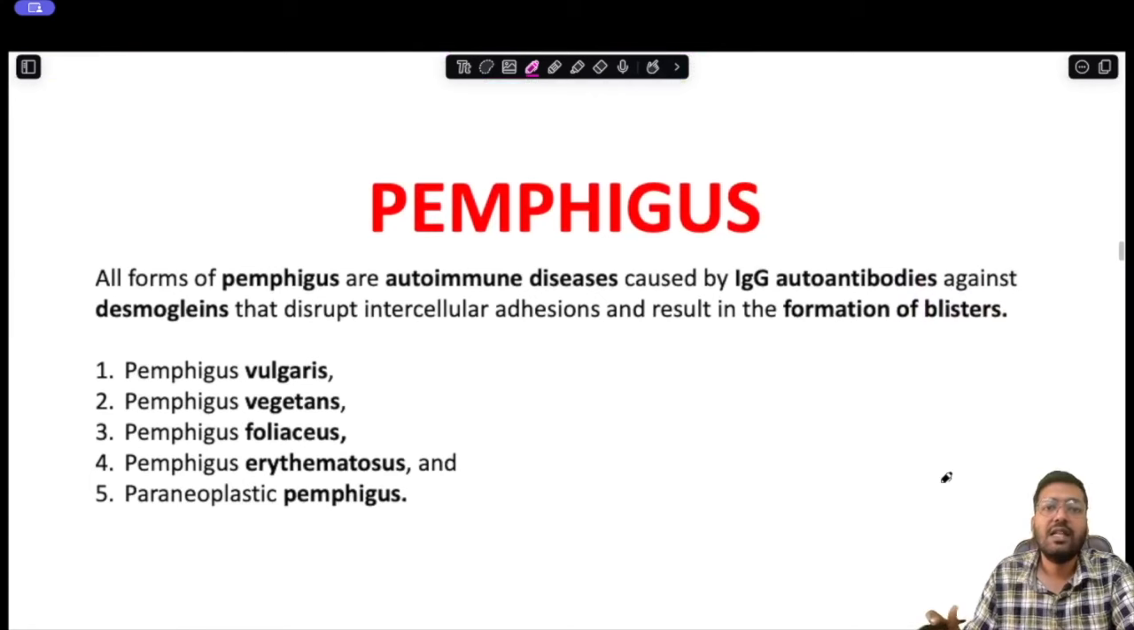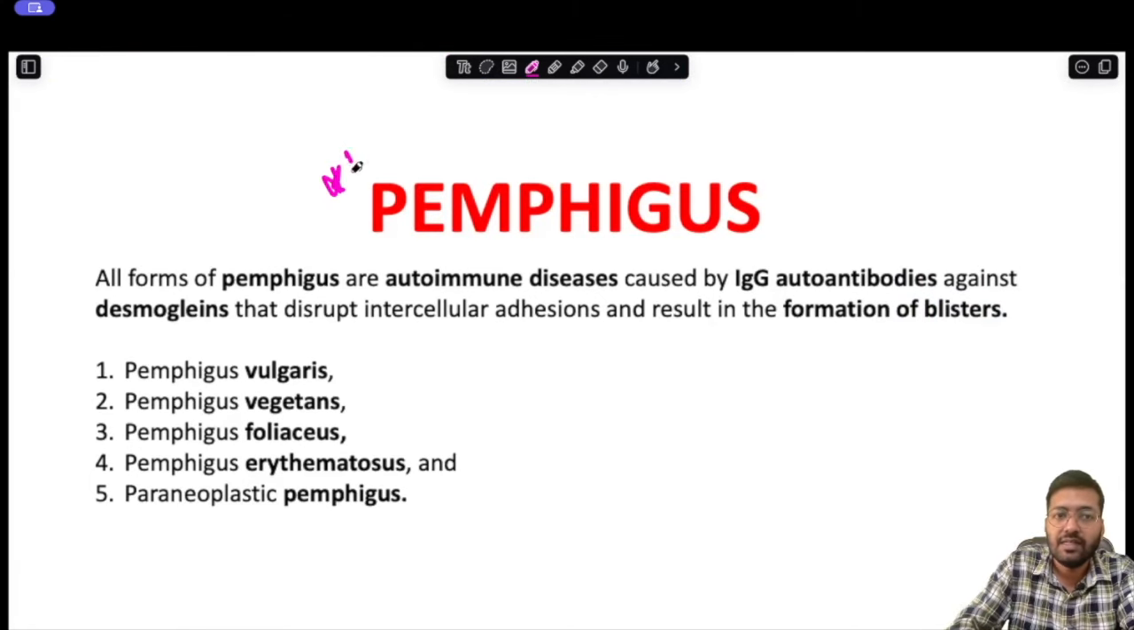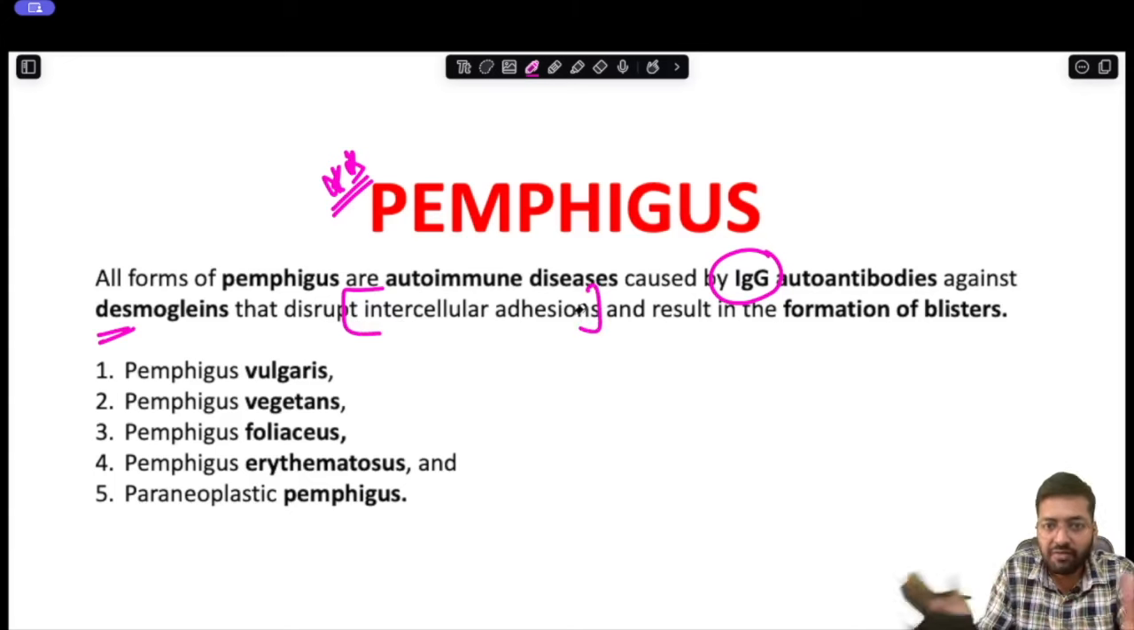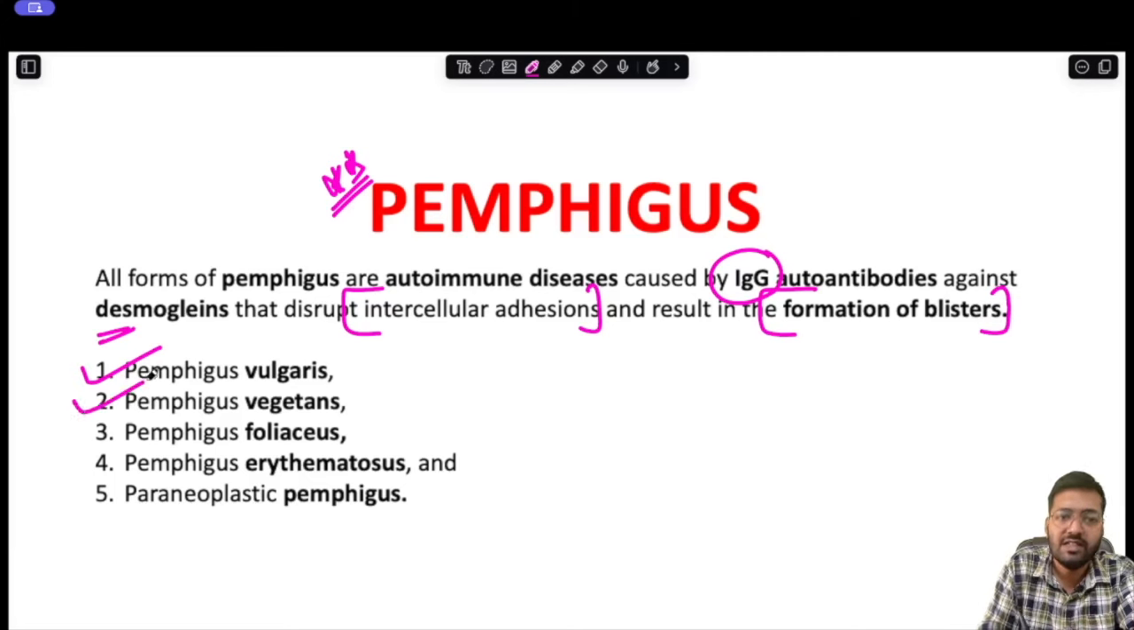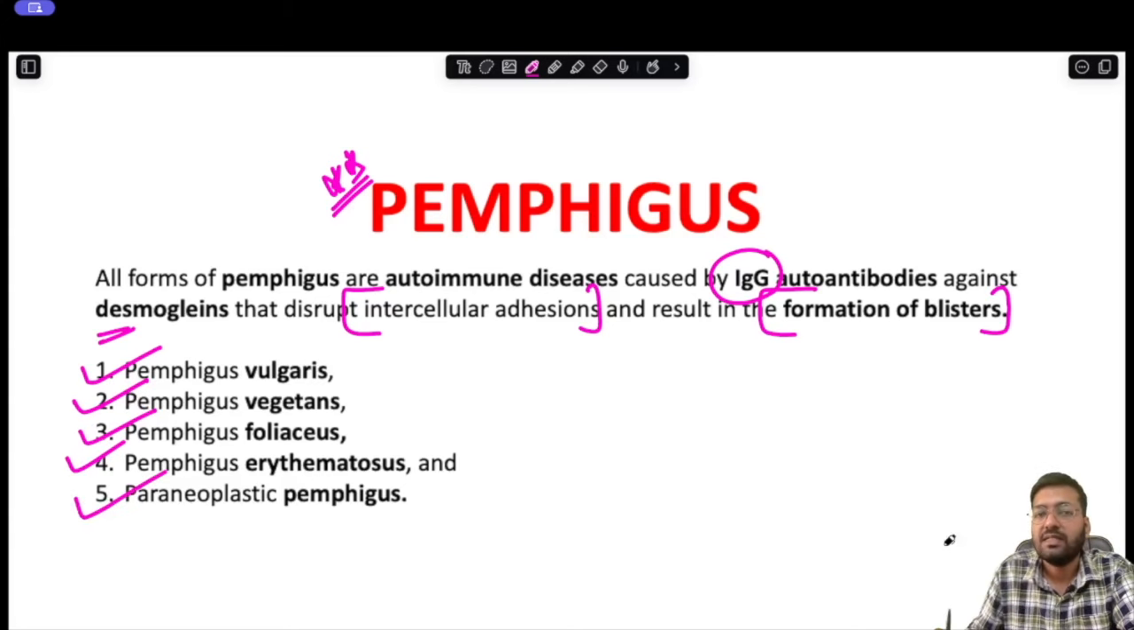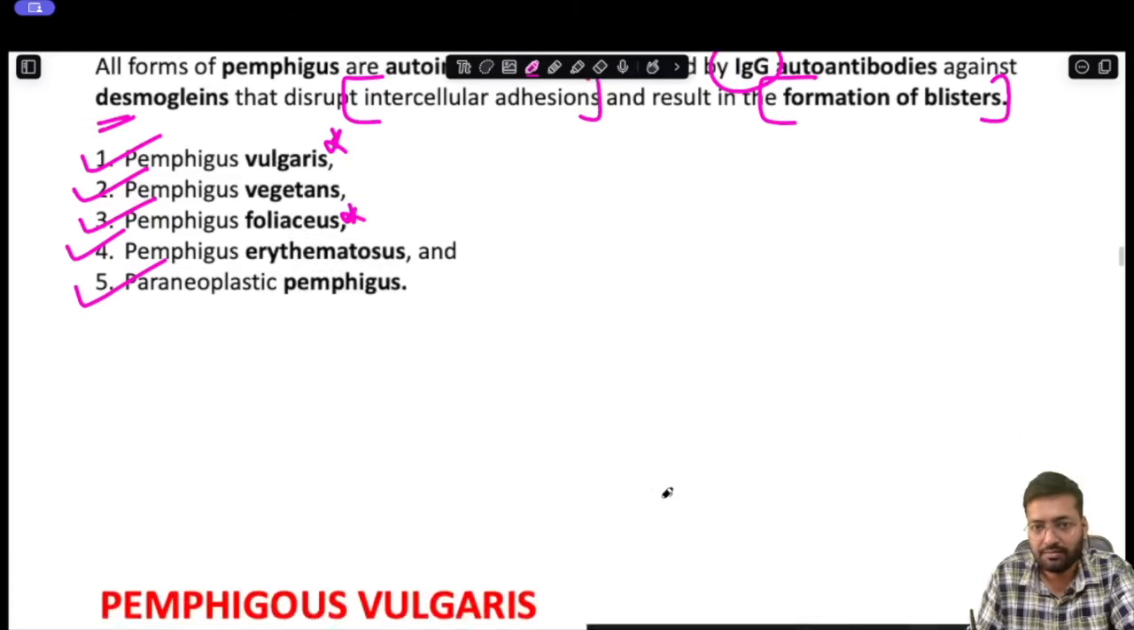So the first condition that we are going to discuss is pemphigus. All forms of pemphigus are autoimmune diseases caused by IgG autoantibodies against a group of proteins known as desmoglein, which disrupts the intercellular adhesions between the keratinocytes and results in the formation of blisters. There are different types of pemphigus, like pemphigus vulgaris, vegetans, foliaceus, erythematosus and paraneoplastic pemphigus. Over here we will mainly discuss vulgaris and pemphigus foliaceus.